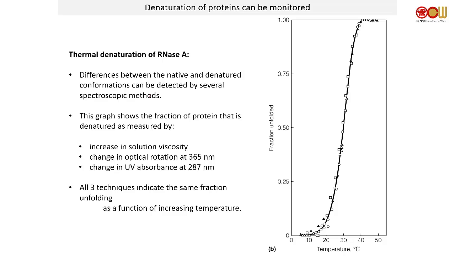This is the thermal denaturation of RNA. Okay, so you don't use urea or anything like that. You just use temperature to denature your protein. Okay, so we know that proteins are sensitive to temperature change. Okay, so the difference between the native and the denatured conformations can be detected by several spectroscopic methods.